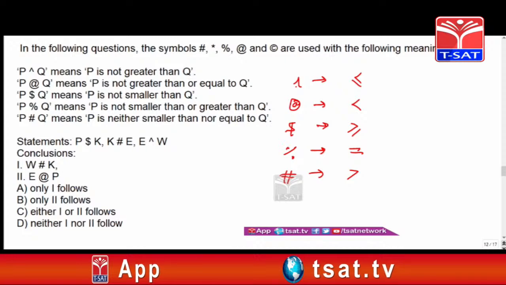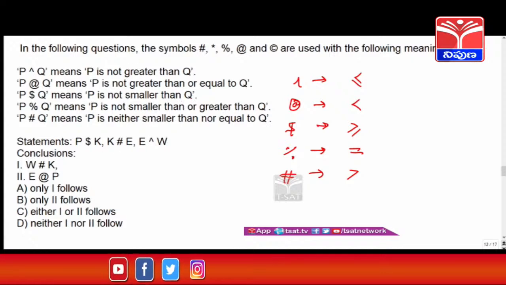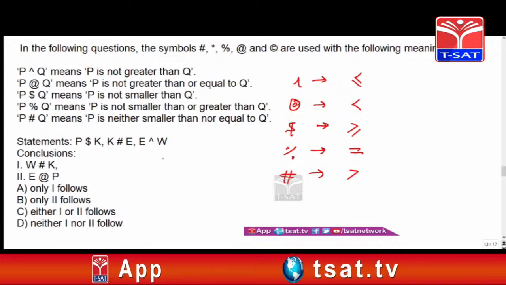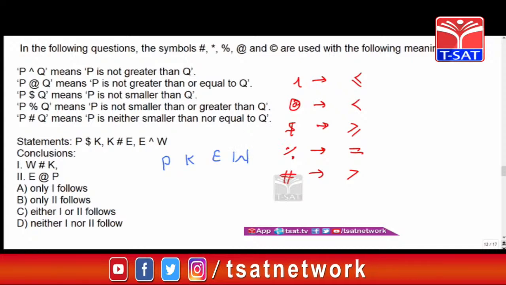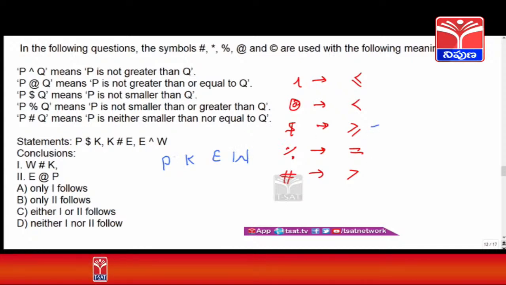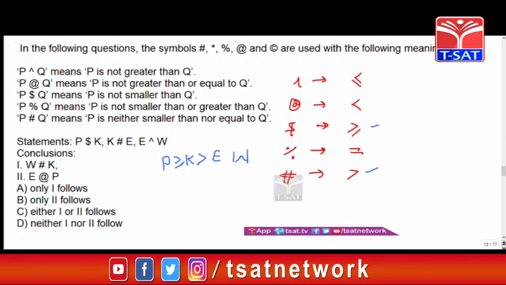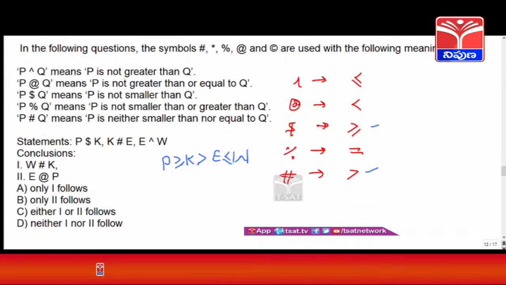See now, after we find the symbols in greater than and less than forms, you convert these statements, because the statements are also given in symbols. Now it is P dollar K, K hash E, E cap W. So the symbols are between P, K, E and W. Now P, K, there is a dollar symbol. What is the dollar? Dollar represents greater than or equal to. Now K and E, that is the hash symbol. Hash indicates the greater symbol. So K is greater than E. Now E and W, the symbol is this cap symbol. Obviously between E and W, E is less than or equal to W.